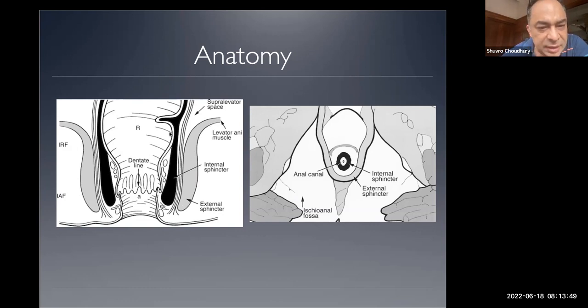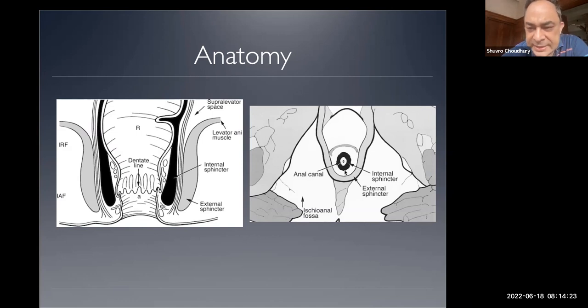Now if you look at the rectum again, this is the dentate line where the anal glands circumferentially reside. The crypt inflammation starts to happen at this level, and then it comes out as a fistula, right? So this is what you need to understand. And sorry, this is the supralevator space, of course. So external sphincter, internal sphincter, and the intersphincteric plane. These are the three important things. So this is, of course, a coronal image.